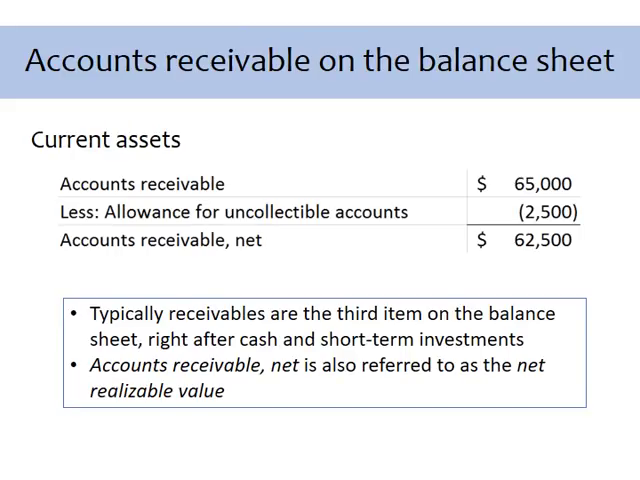Accounts receivable is shown on the balance sheet as a current asset. The gross amount of accounts receivable may be listed, and then the allowance for uncollectible accounts is subtracted to arrive at accounts receivable net. Sometimes only the accounts receivable net line is shown in the financial statements, and you will find the amount of the allowance for uncollectible accounts in the notes to the financial statements. Typically, receivables are the third item on the balance sheet, right after cash and short-term investments. Accounts receivable net is also referred to as the net realizable value of accounts receivable.